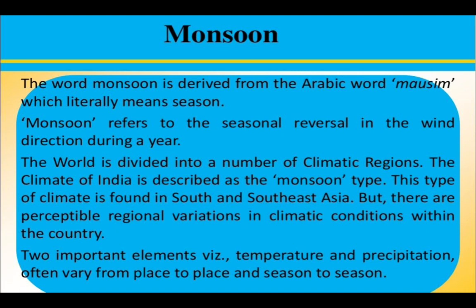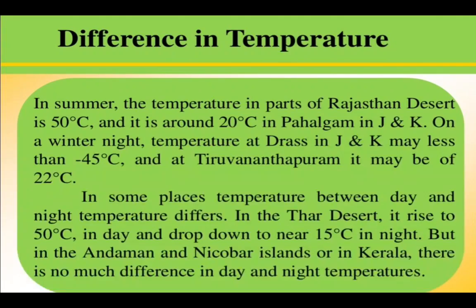For example, in our Udaipur, when we talk about, so here the Udaipur is surrounded by mountains from all the sides, and that's why we say in Rajasthan about that then also the rainy season is very heavy. The two important elements that are temperature and precipitation often vary from place to place and season to season. So from one place to another, temperature, precipitation and hence the weather can also vary.